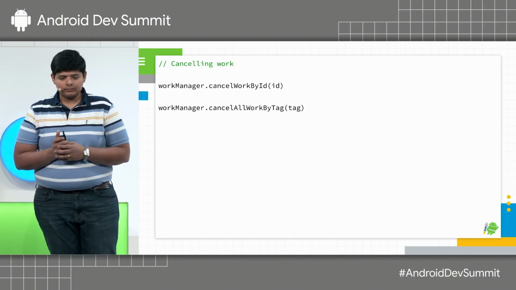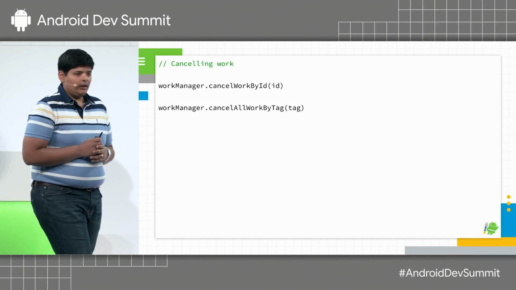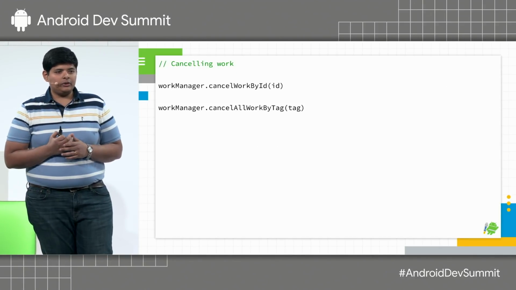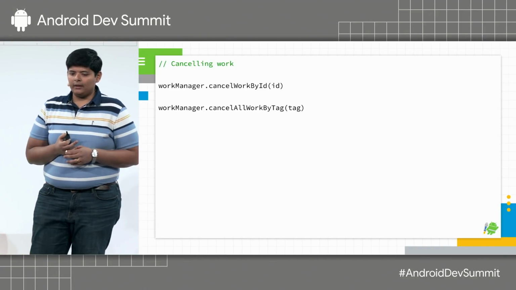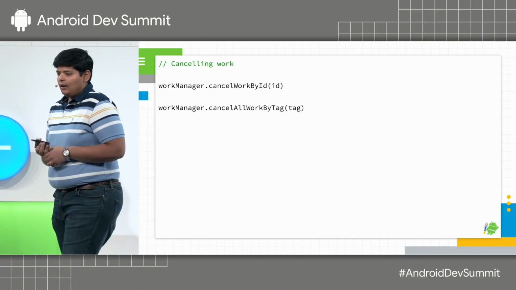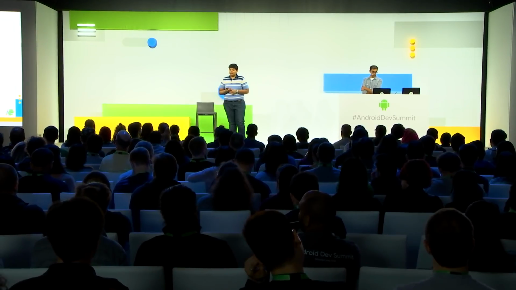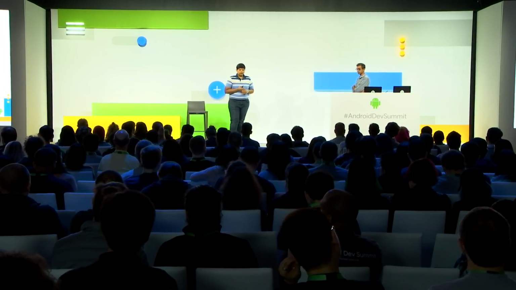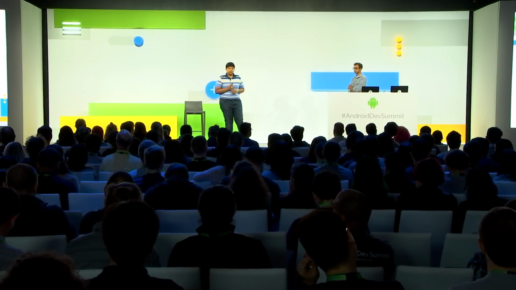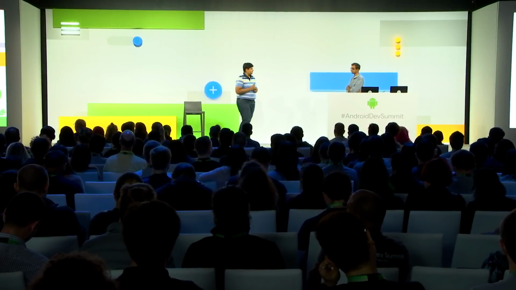And so now, finally, WorkManager also exposes the APIs to cancel work. So for some reason, if you want to do that, you can cancel work by ID. And every work request has a unique ID. So here, we are canceling work by that ID. And we can also cancel all work by tag. So those are the two APIs. And that's it.